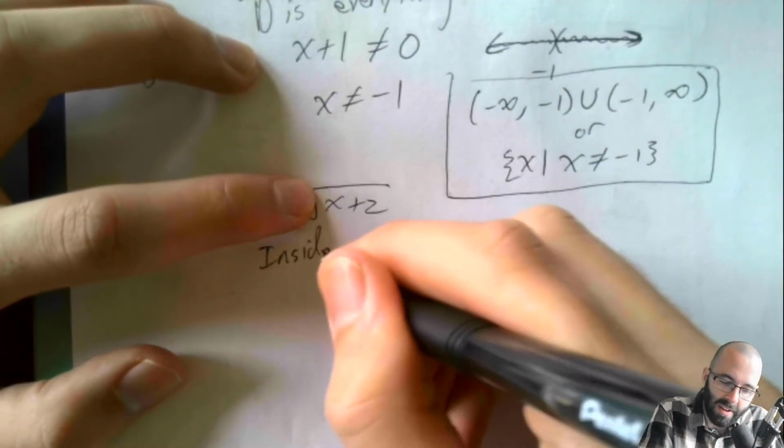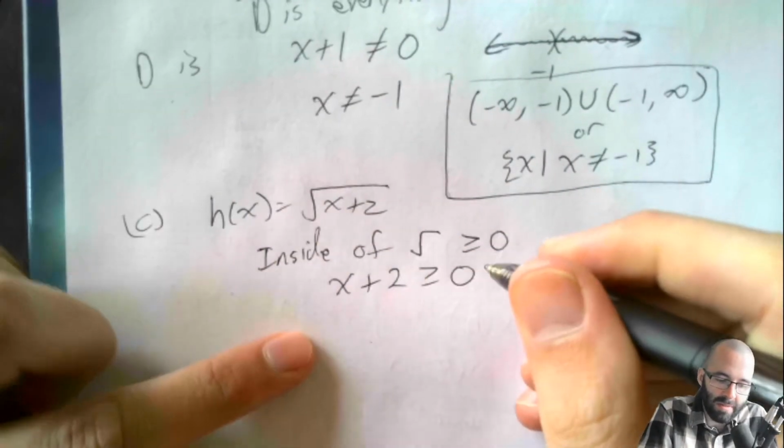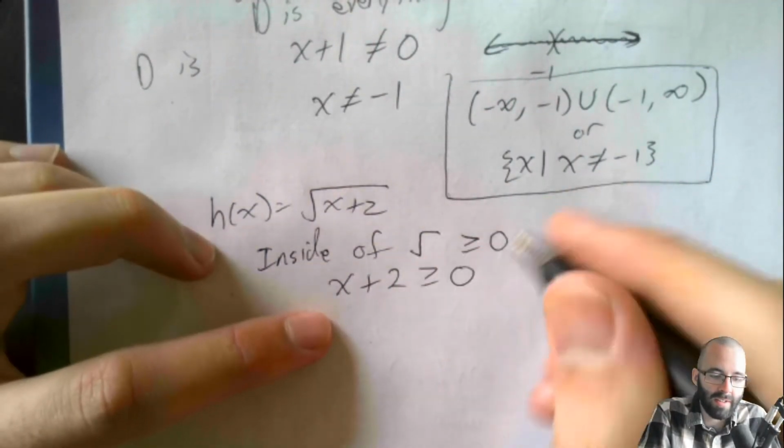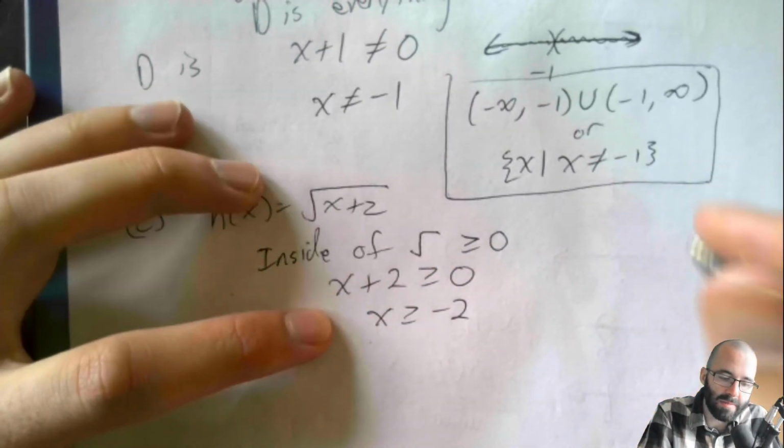So we just say, what is the inside of the square root? Well, it's x plus 2. That has to be greater than or equal to 0. We basically have our domain right here, right? Subtract 2 from both sides. x is greater than or equal to -2, and that's our answer.